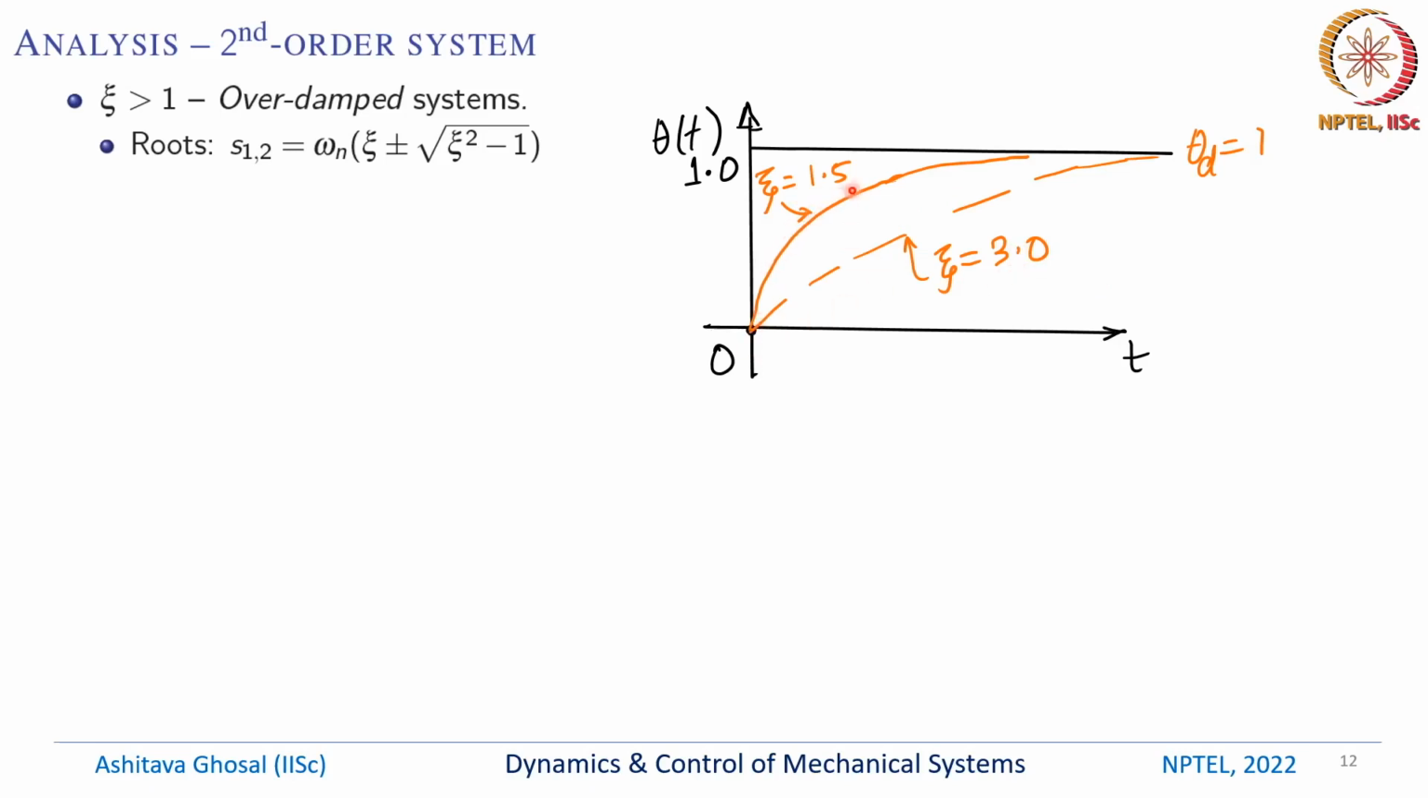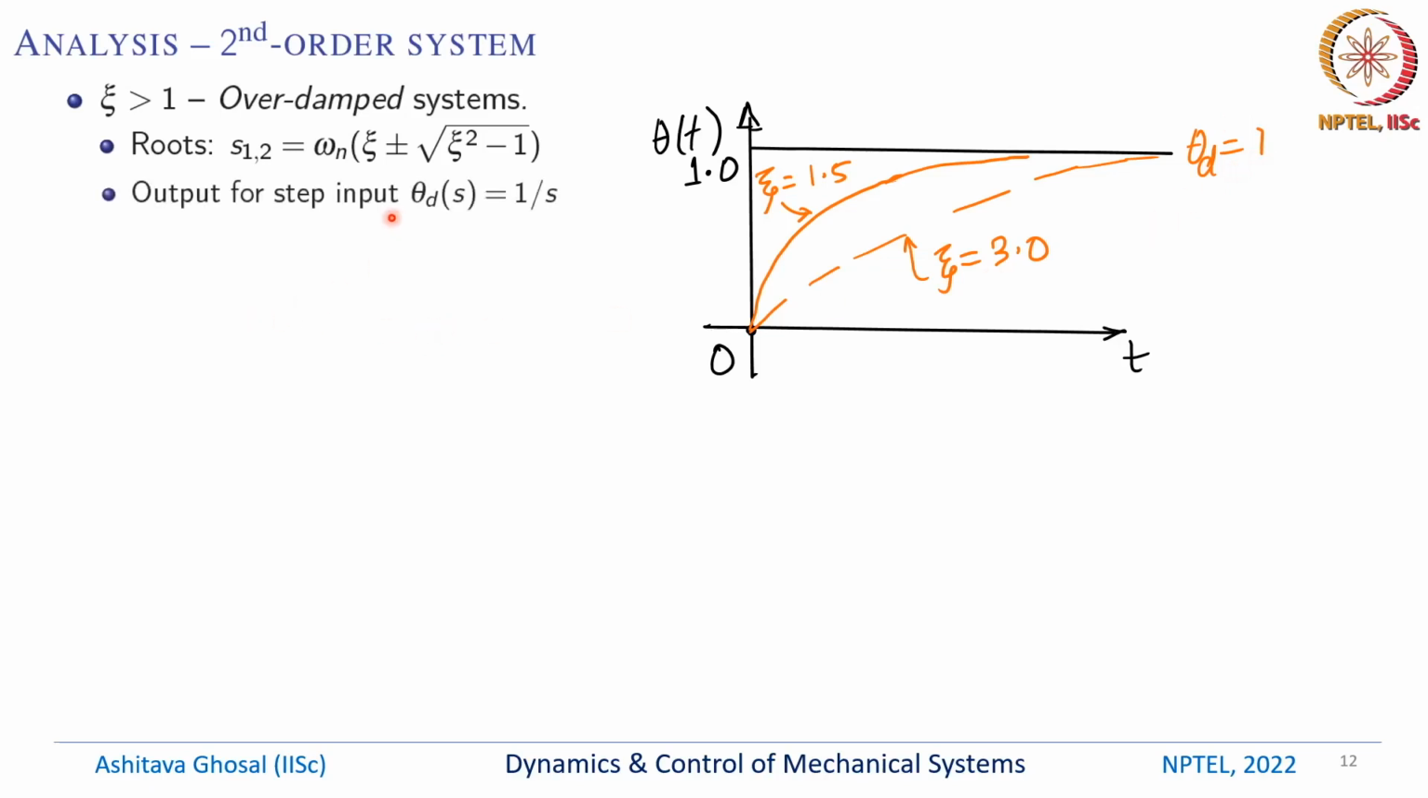We'll have one exponential curve which is rising like this and the other exponential curve which is rising like this to meet 1. If the damping is more, so psi is 3, whereas this is psi is 1.5. If the damping is more, it takes longer to reach theta of t equals 1 or theta d equals 1.